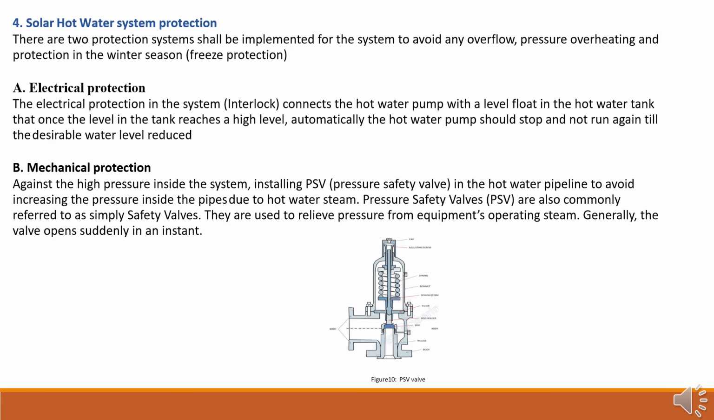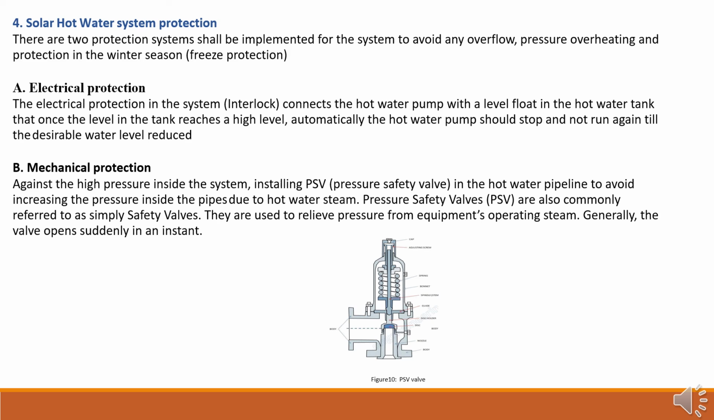In this portion, we are talking about solar hot water system protection. There are two protection systems that shall be implemented for the system to avoid any overflow, pressure, overheating, and for protection in the winter season. We have two types of protection. The first one is electrical protection. The electrical protection in the system is an interlock connecting the hot water pump with the level in the hot water tank, so that once the level in the tank reaches the high level, the hot water pump automatically stops and does not run again until the water level has reduced.